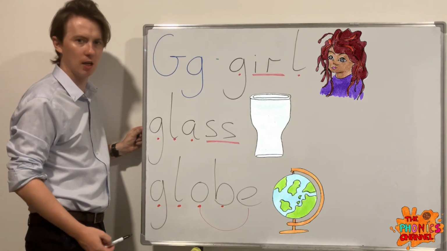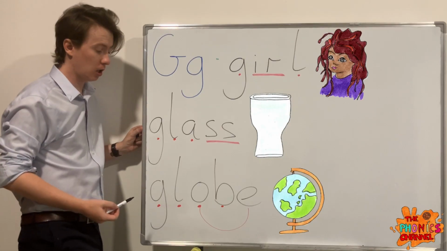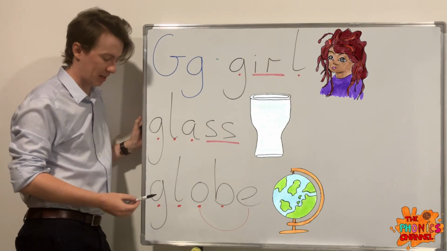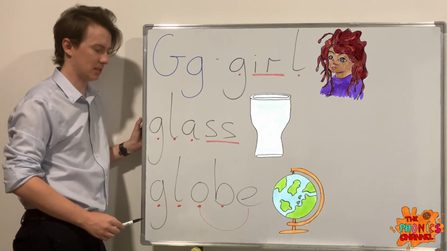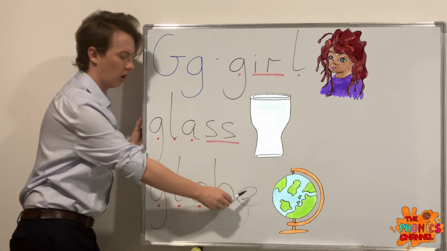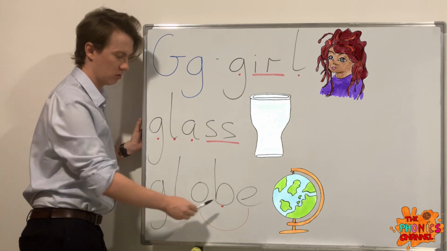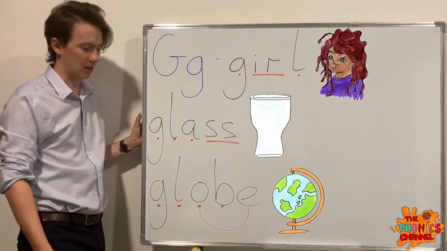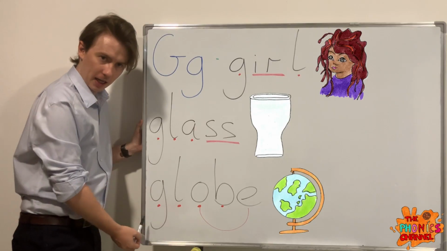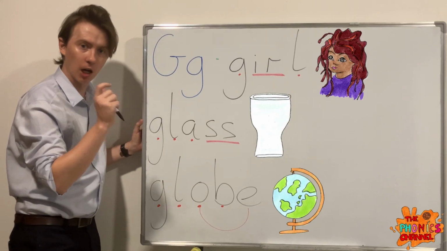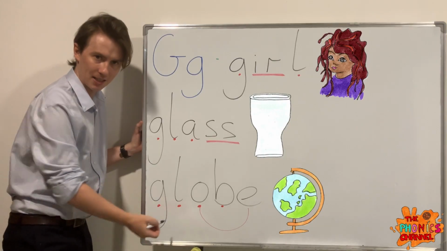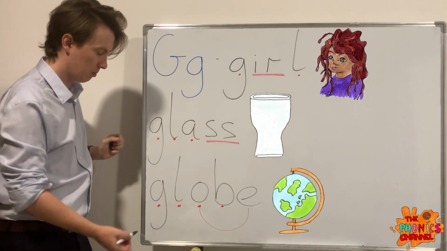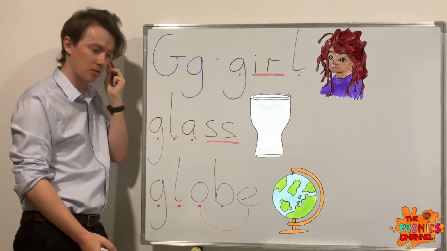Globe. Where are you on the globe? How many letters does globe have? 1, 2, 3, 4, 5. 5 letters. How many sounds? G, l, o, b. 1, 2, 3, 4. 4 sounds. Even though the g and l together make the gl sound, they're still individual sounds. We just blend them quickly together because they are consonants. But they are still individual sounds.